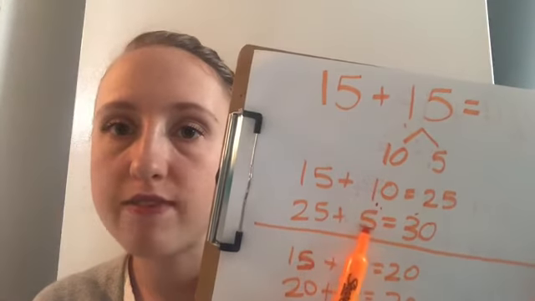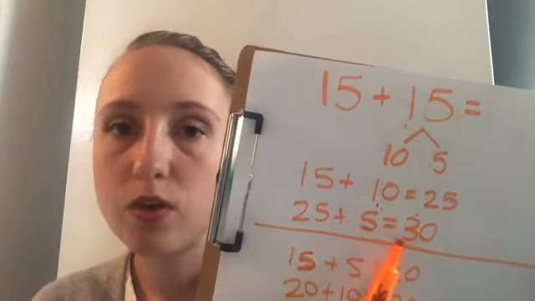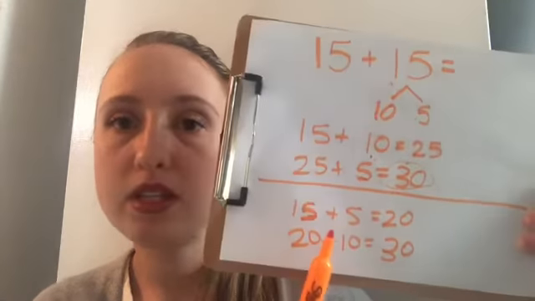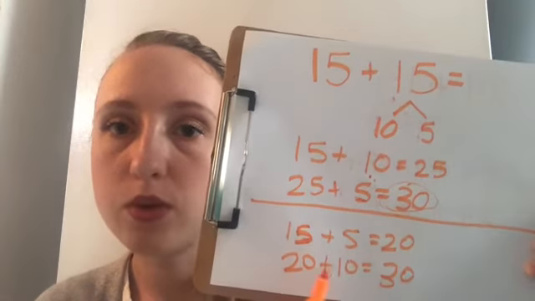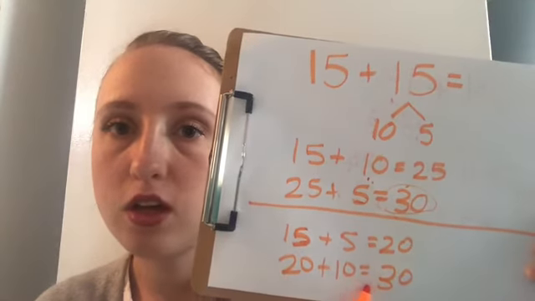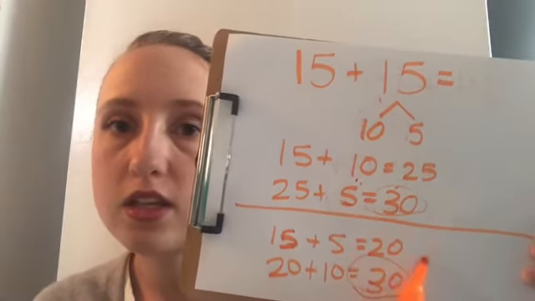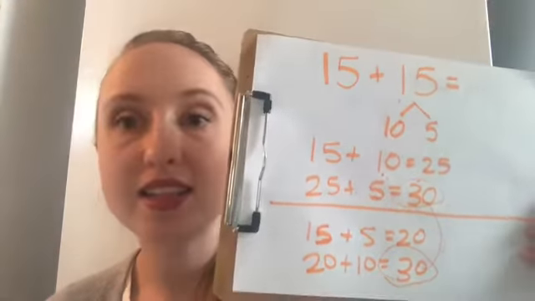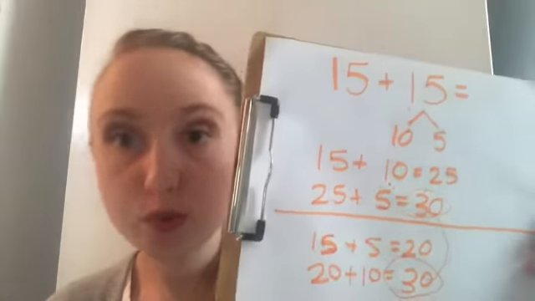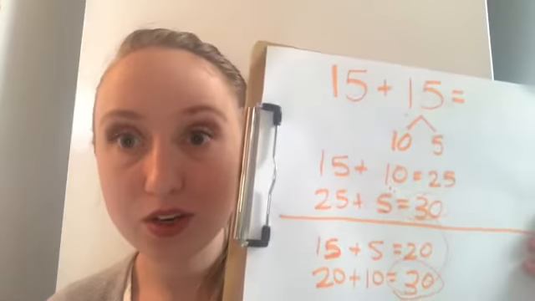Now look, when we added the 10s first, 15 plus 10 equals 25, and then 25 plus the 1s, which is 5 ones, equals 30. We got the answer 30. When we did the 1s first, 15 plus 5 equals 20, 20 plus 10 equals 30. We got 30 again. Did these two numbers match? Yes, so when we added the 10s first or the 1s first, we got the same answer.